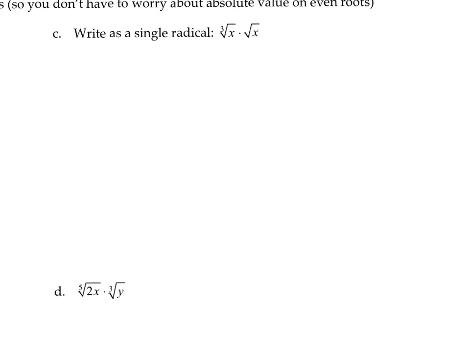Part C says to write as a single radical. And I've got a cube root multiplied with a square root. And it doesn't really seem like we can do anything with that until we recognize that we can rewrite this as x to the 1/3 multiplied by x to the 1/2.